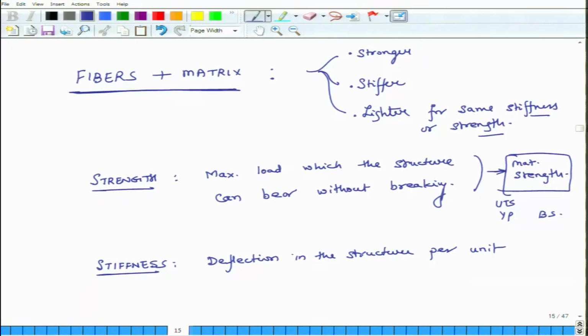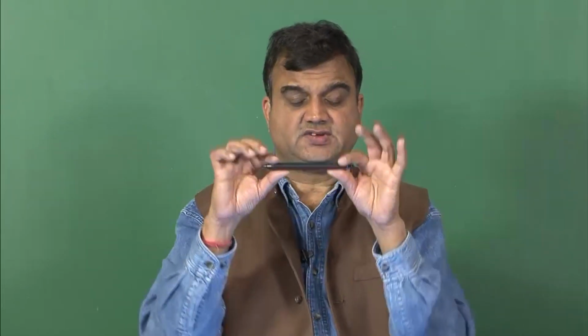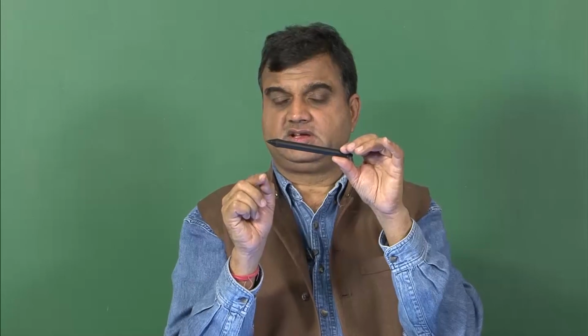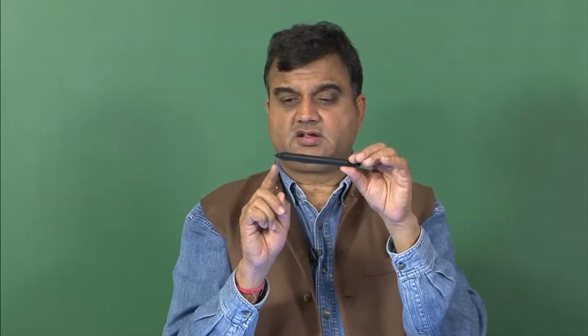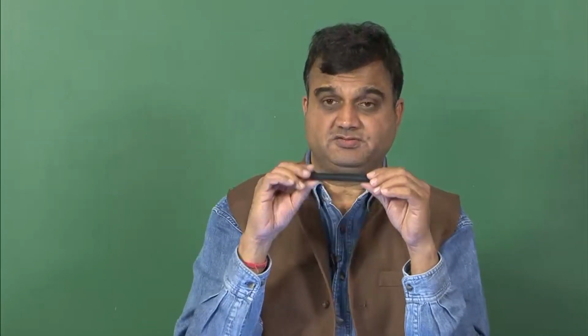That is what stiffness is. So, what does that mean? Suppose this is a pen. If I keep on bending it, I apply some load here, and at some load it will break. That will be called the strength of this pen, but that is not the same as stiffness. Stiffness will be, suppose I apply 5 newtons here and 5 newtons here, and because of it there is a deflection of, let us say, 2 millimeters. Then the stiffness of this structure is 5 divided by 2, that is 2.5 newtons per millimeter.